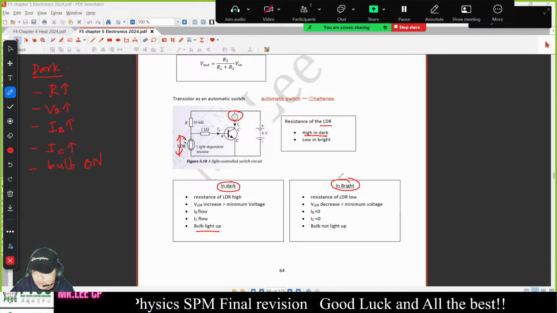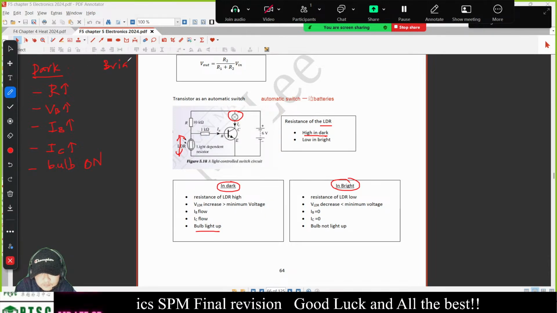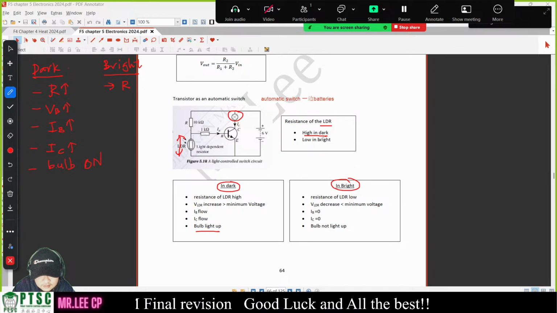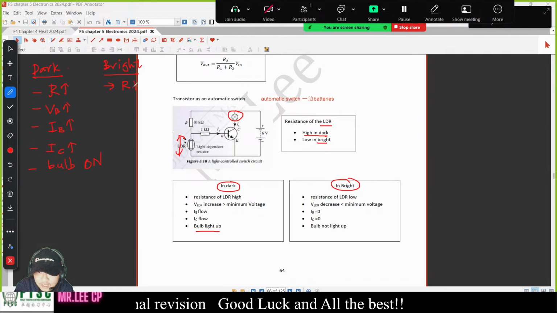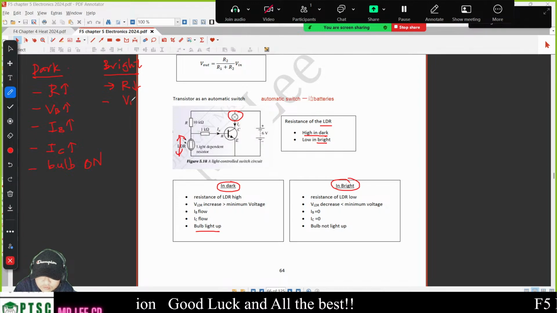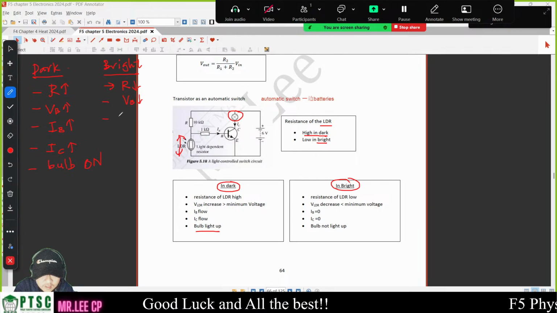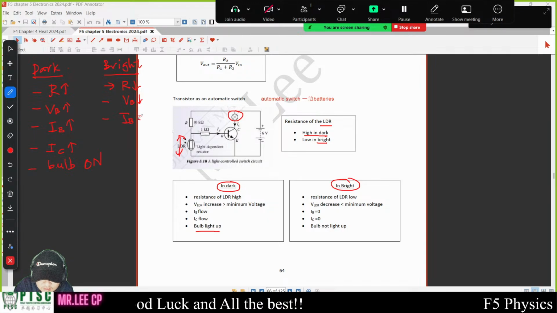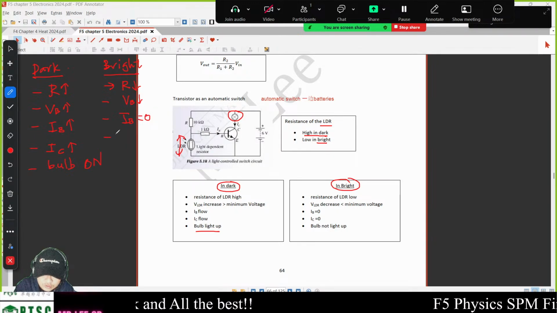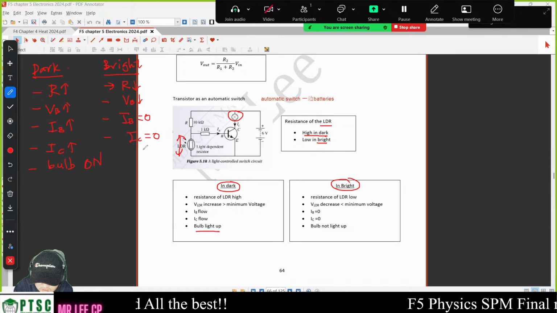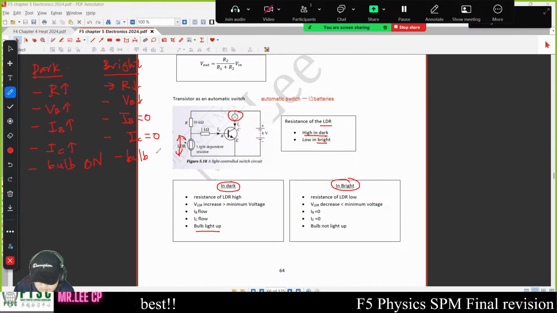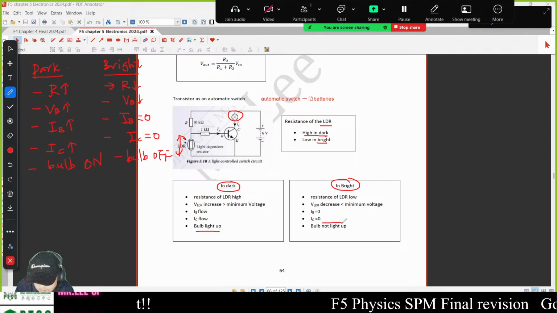So when it is bright, the resistance is low. When resistance is low, the base voltage is low. IB is 0, or very low, up to you. So IB low, then IC is 0. With IC 0, no current flows to here, so the bulb is off and will not light up.